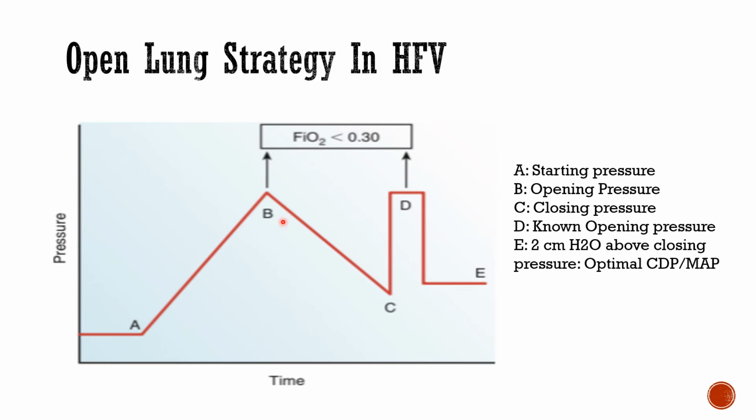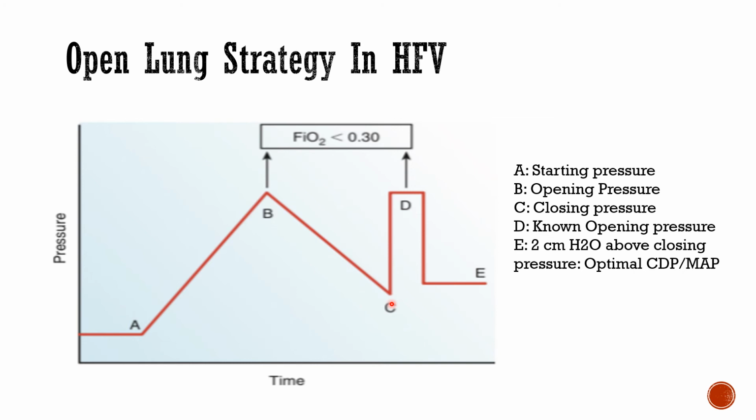Up until a point B at which the lungs are recruited, the FiO2 begins to fall and is less than 30%. At this point, we know that the lungs have been recruited, and this in fact is our opening pressure of the lungs. Once we know what the opening pressure is, we gradually decrease the continuous distending or mean airway pressure until a point C at which again the FiO2 rises above 30%. Now this we identify as the closing pressure of the lungs, again based on our oxygen-guided recruitment.